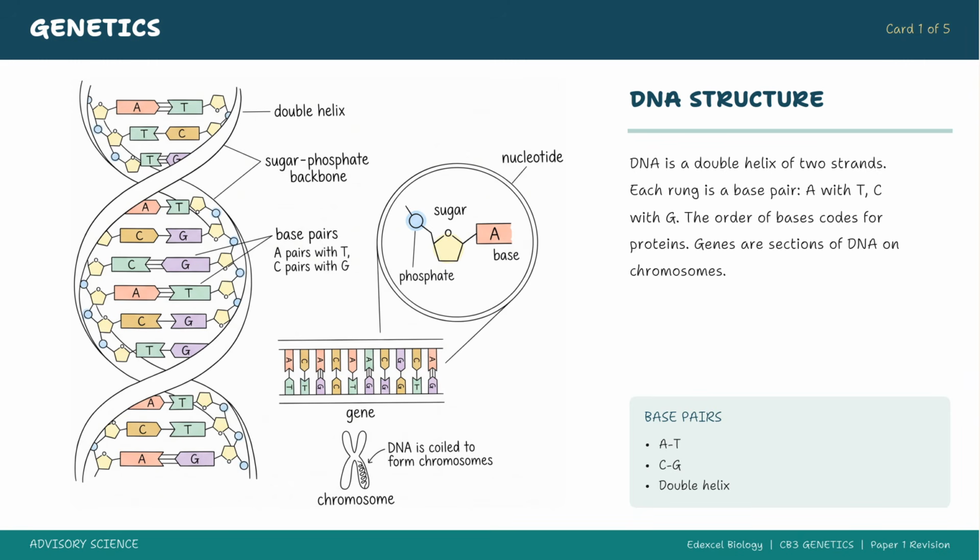The order of the bases along the ladder is what determines the protein that is made. Different orders produce different proteins, and different proteins produce different characteristics. A gene is simply a section of DNA that carries the instructions for making one particular protein.